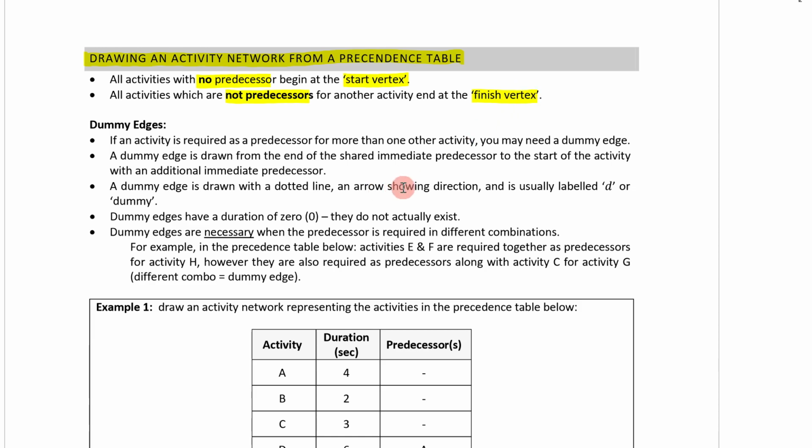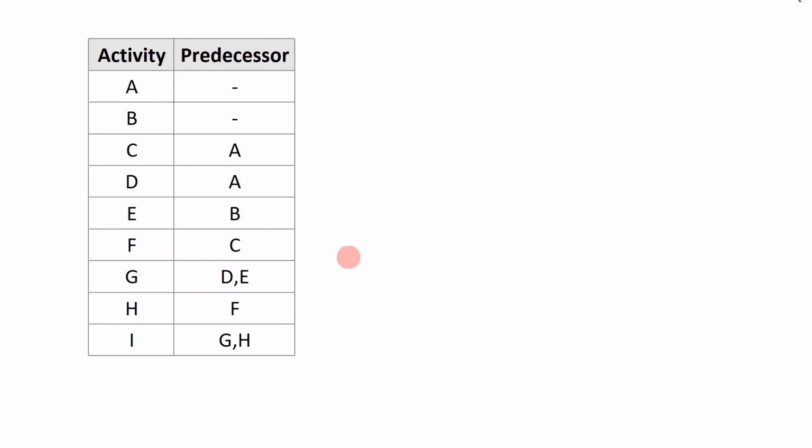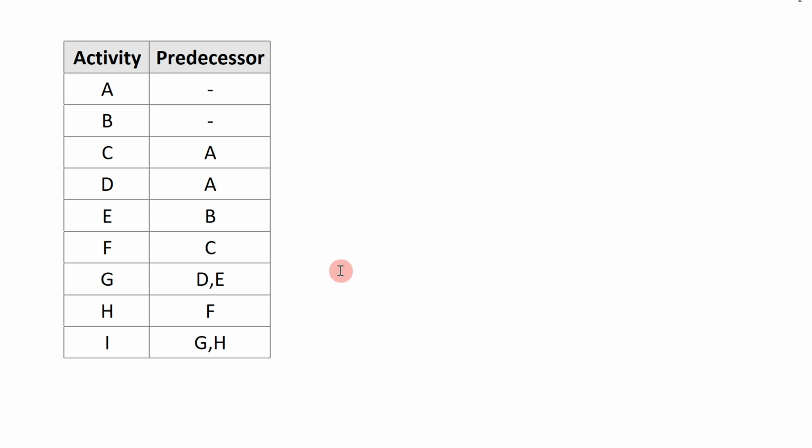Now, before we get into dummy edges, because dummy edges do make things more complicated, I just want to go through an example of drawing an activity network from a precedence table and really just go over these two points here. So this isn't in your notes. I just want you paying attention, and we're going to go through this little example here.